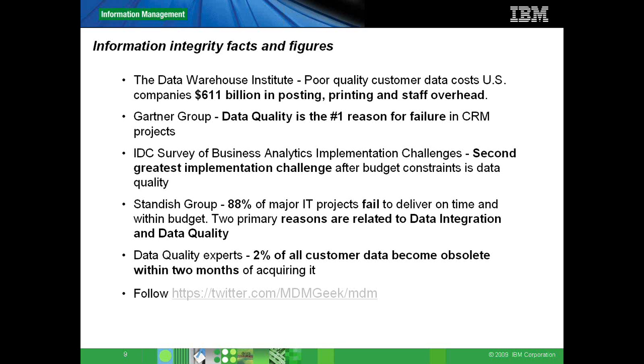Gartner, a leading technology research advisory company, says data quality is the main reason for failure of CRM projects. And IDC, which is International Data Corporation, another research company by the way, says data quality is a huge challenge next only to budget constraints. Standards Group is a Boston-based company which says the same thing. And so do many data quality experts and MDM experts all around the globe.